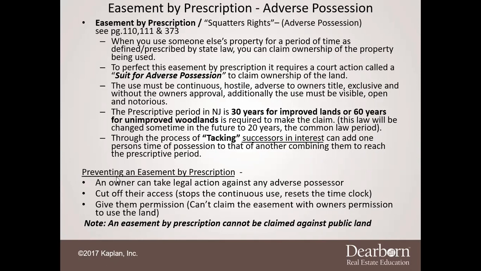An owner can prevent somebody from gaining an easement by prescription and taking ownership of their land simply by taking legal action against any adverse possessor and removing them from your property, or cutting off their direct access, maybe putting up a fence that prevents them from coming on, or giving them permission. You can't claim an easement by prescription when an owner has given you permission to use their land.